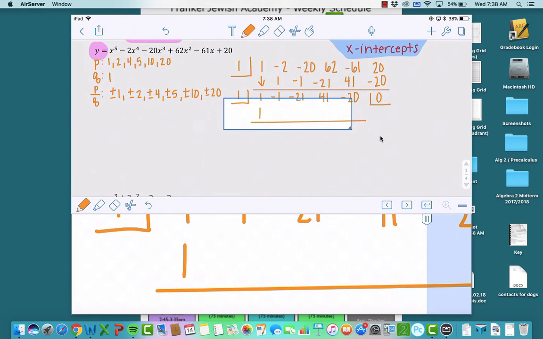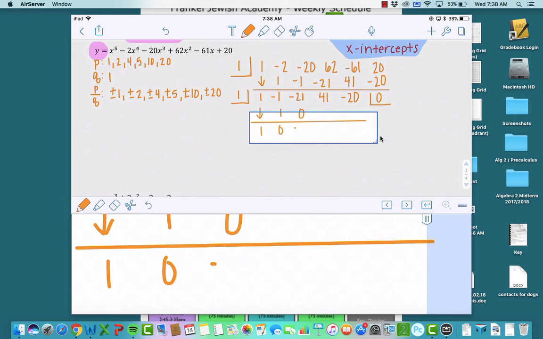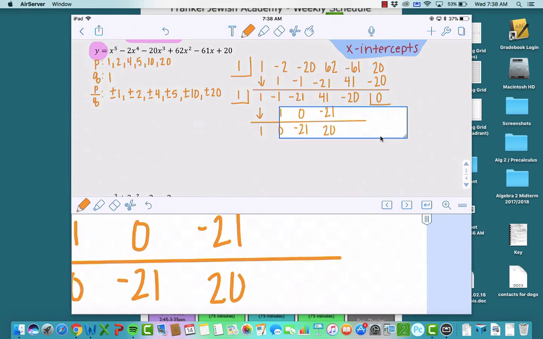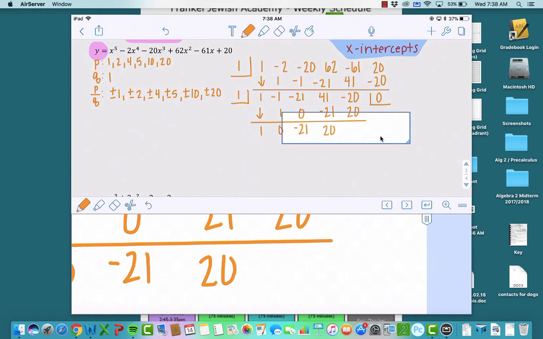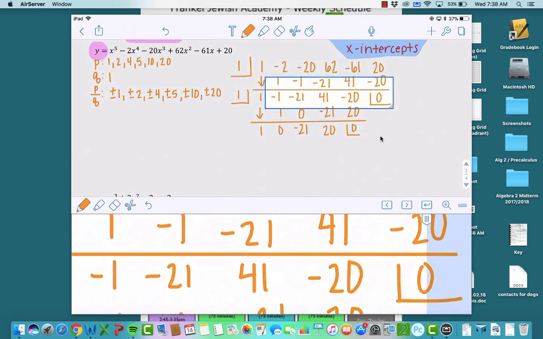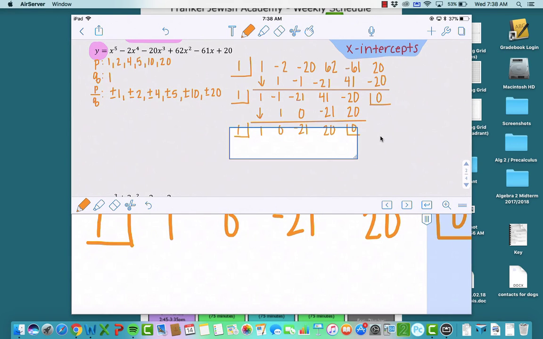Okay, so I bring down the 1. 1 times 1 is 1. 0. 0. Negative 21. Negative 21 becomes 20. Oh my gosh, look, it works again. It's almost like I designed it that way. Who'd have thought? So then now I've divided a degree 5 twice. So degree 4, degree 3. So got to do it one more time. Might as well try that one more time.